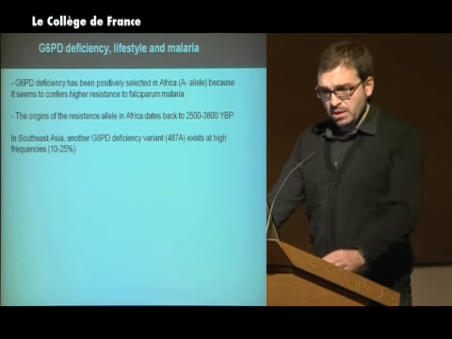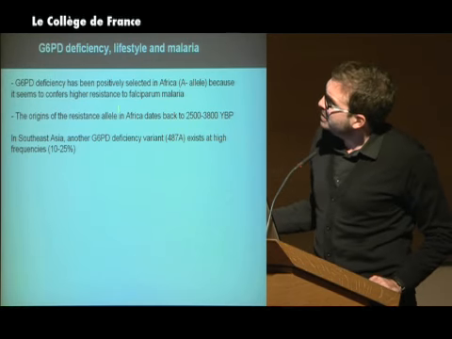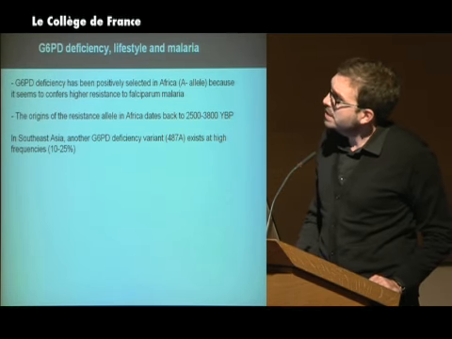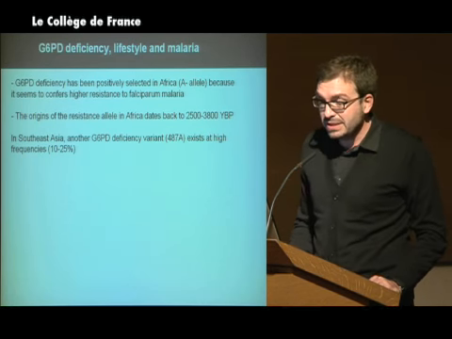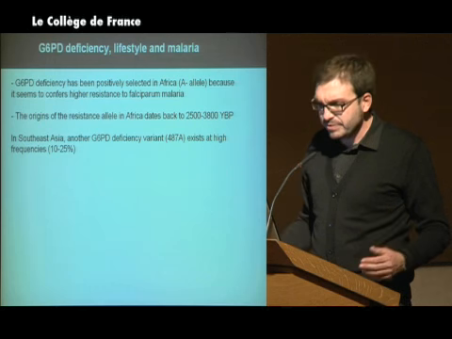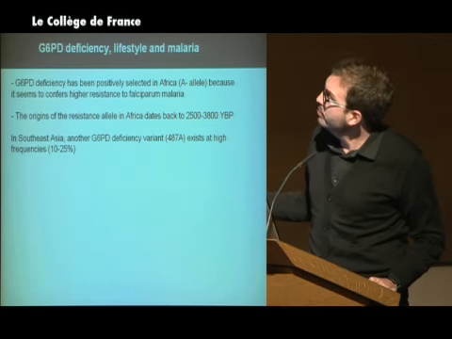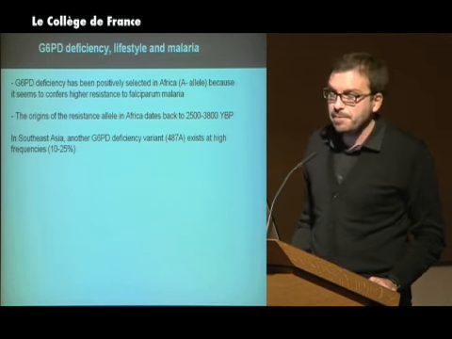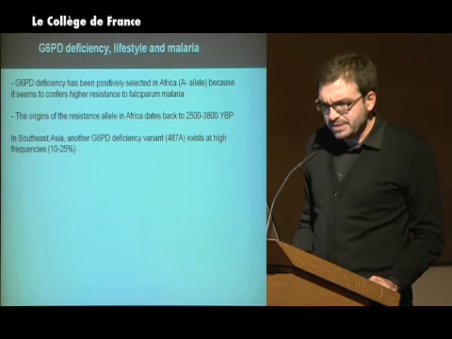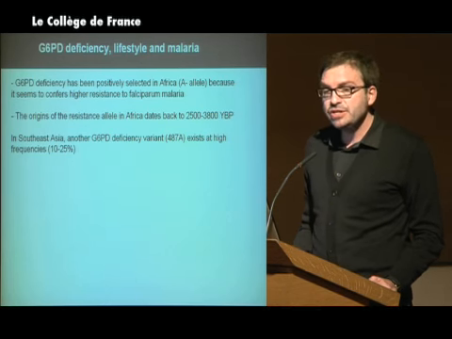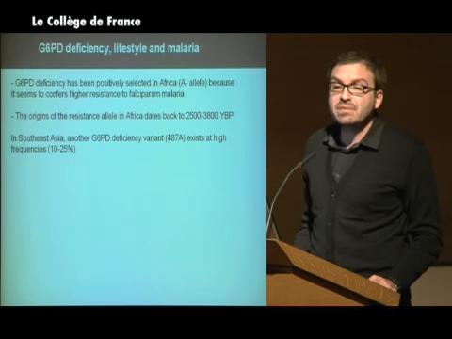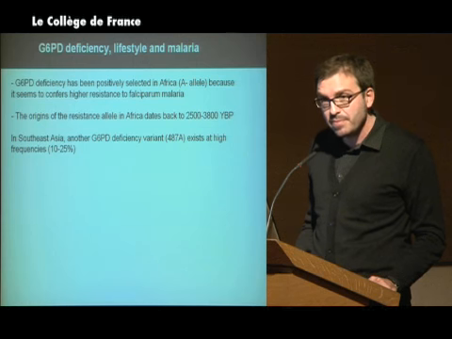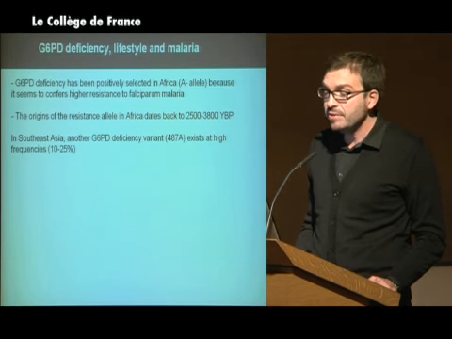In terms of glucose 6-phosphate deficiency, it's known that a deficiency has been associated with protection against malaria in Africa, and the allele that confers the deficiency that is associated with resistance to malaria in Africa has been dated to around 3,000 years in Africa. But the point that we were interested in was Southeast Asia, where there is another G6PD deficiency variant called the Mahidol variant that exists at very high frequencies. 10 to 25% of Southeast Asians, particularly in Thailand, present this deficiency variant.